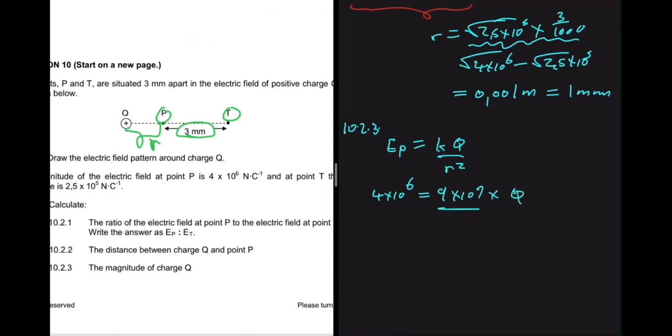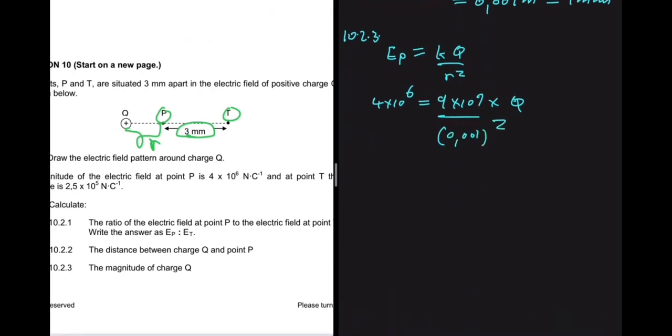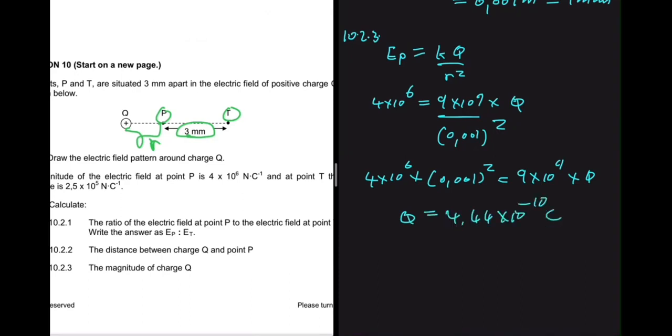And then we divide everything by 0.001 meters, right? 0.001 meters, and then we shouldn't forget to square. So now yeah, we can cross multiply. If you cross multiply, you get 4 times 10 to the 6 multiplied by 0.001 squared being equal to 9 times 10 to the 9 multiplied by q. You divide both sides by 9 times 10 to the 9, right? So you should get q is equal to 4.44 times 10 to the minus 10 coulombs.